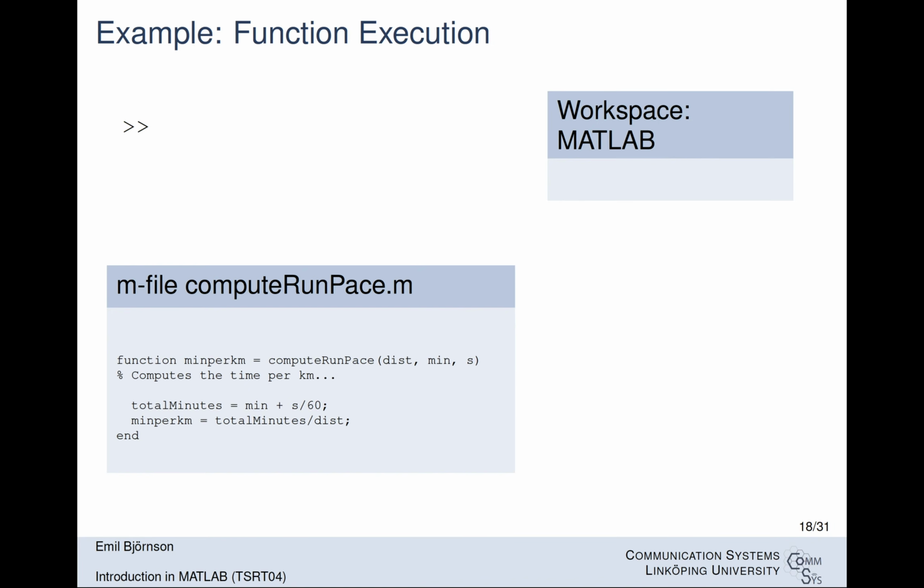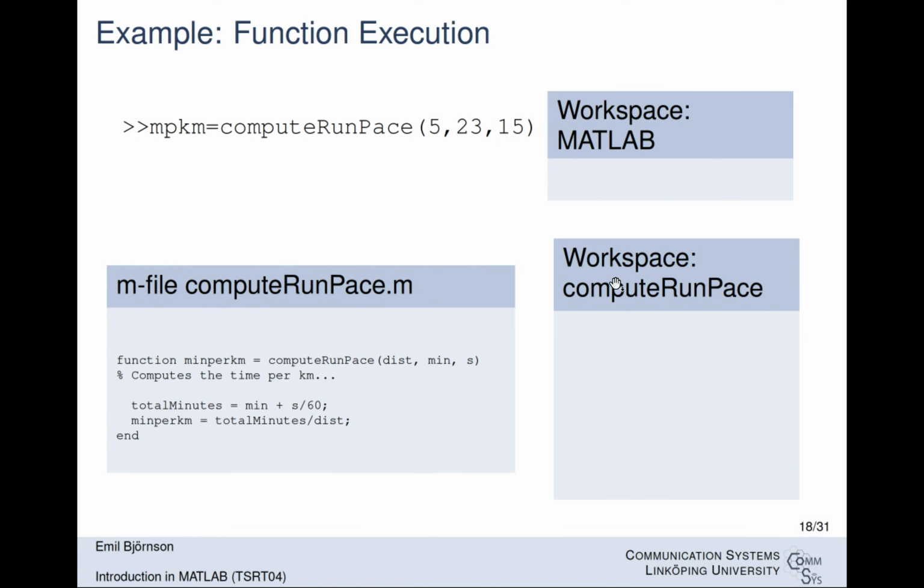So let's now talk about how the function execution is taking place. So when you run compute run pace 5, 23, 15, then you have the workspace in MATLAB where variables are being stored. And right now it's empty. And when you start running the code, it will remain empty. Instead, we will get a new workspace for this particular function. And in this one, dist will be 5. That's coming from the input. Min will become 23, and s will be 15.